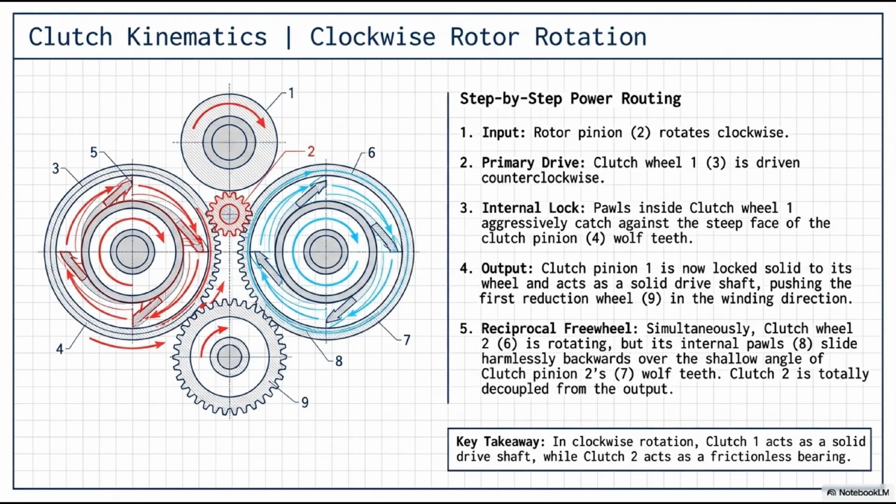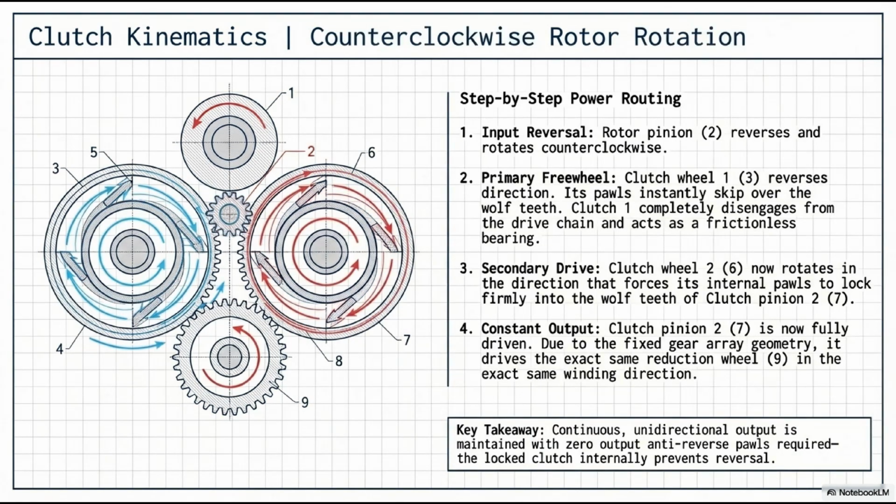But look at what is happening simultaneously on the right side. Step 5, reciprocal freewheel: the rotor pinion is also spinning clutch wheel 2, component 6, clockwise. However, in this direction, its internal pawls, 8, slide harmlessly and silently backwards over the shallow angle of its pinion's wolf teeth. Clutch 2 is totally decoupled from the output. In clockwise rotation, clutch 1 acts as a solid drive shaft, while clutch 2 acts as a frictionless bearing. Now, the rotor instantly snaps back the other way.